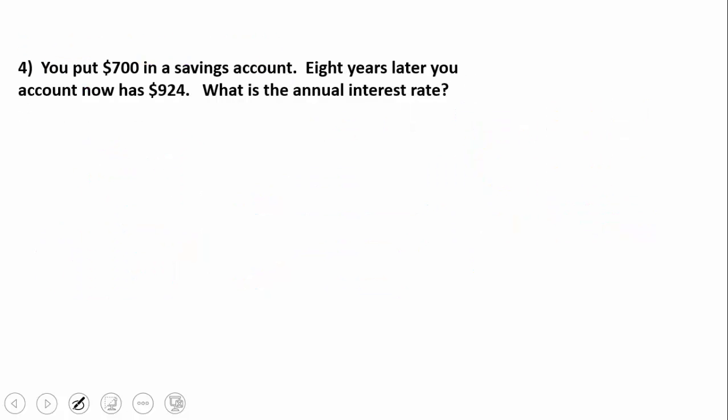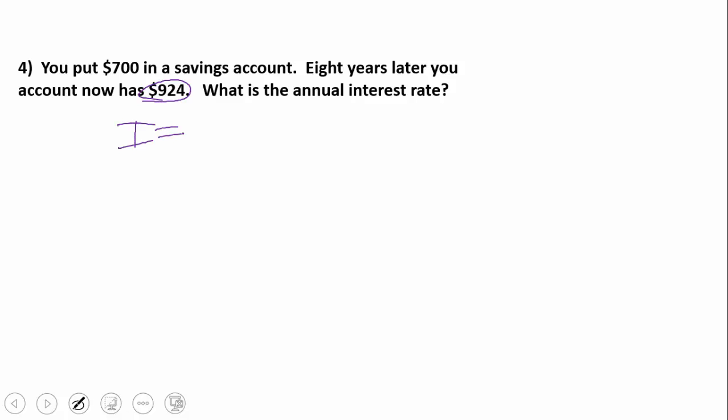All right? You put $700 into a savings account. 8 years later, your account now has $924. What is the annual interest rate? Ooh. Look at the way it is. Your account now has $924. Is that the interest? So you got to find it.